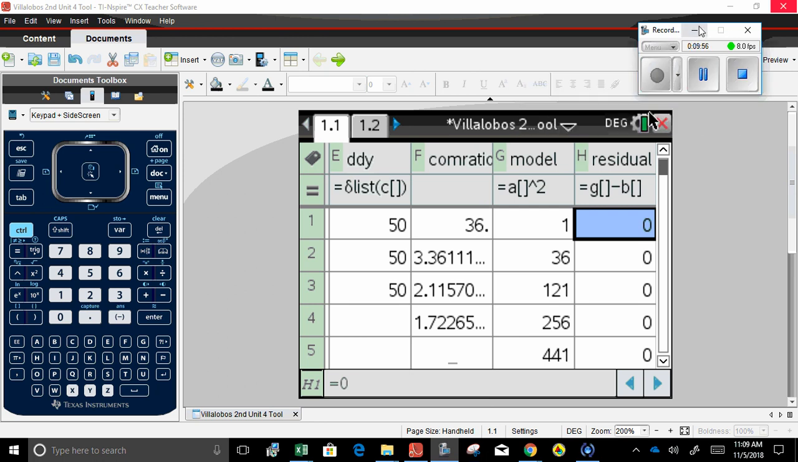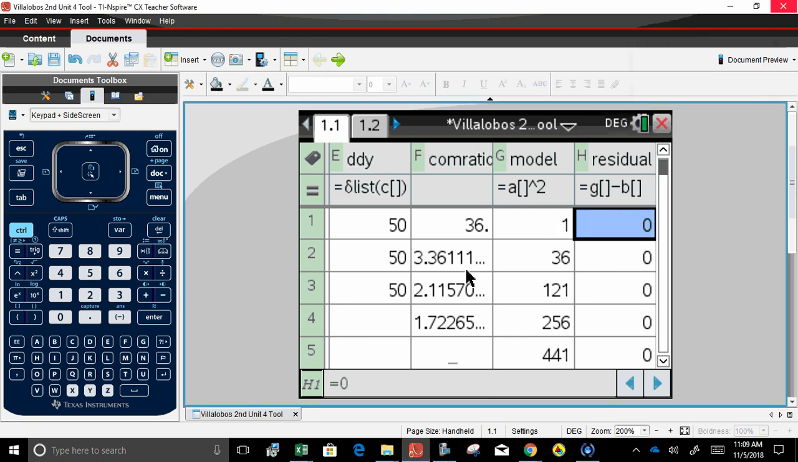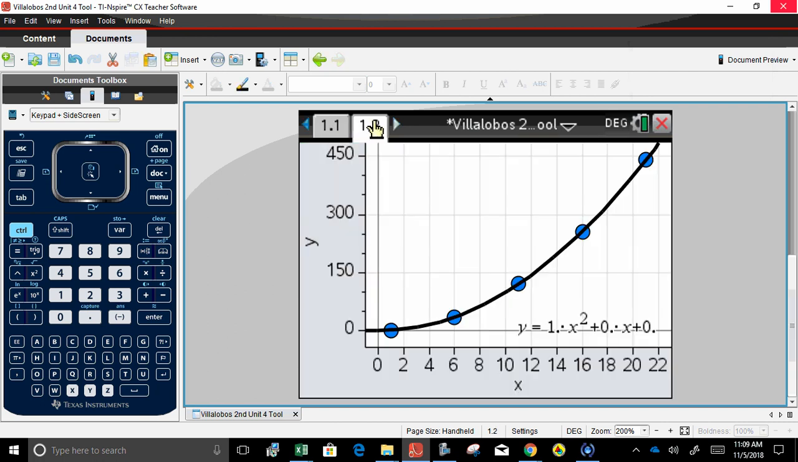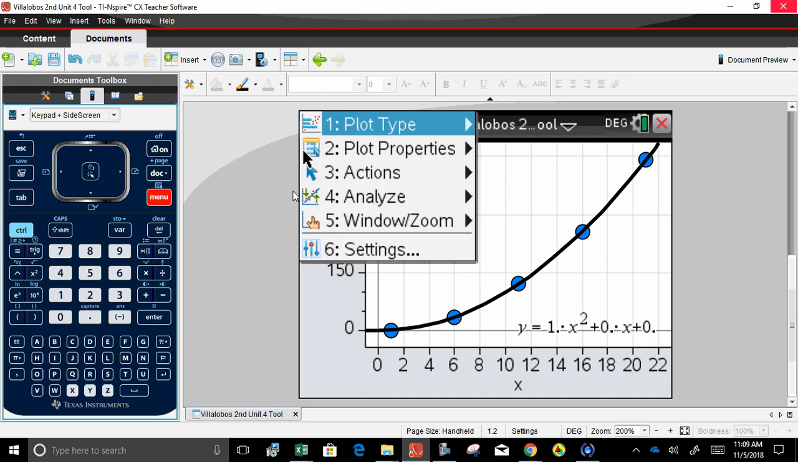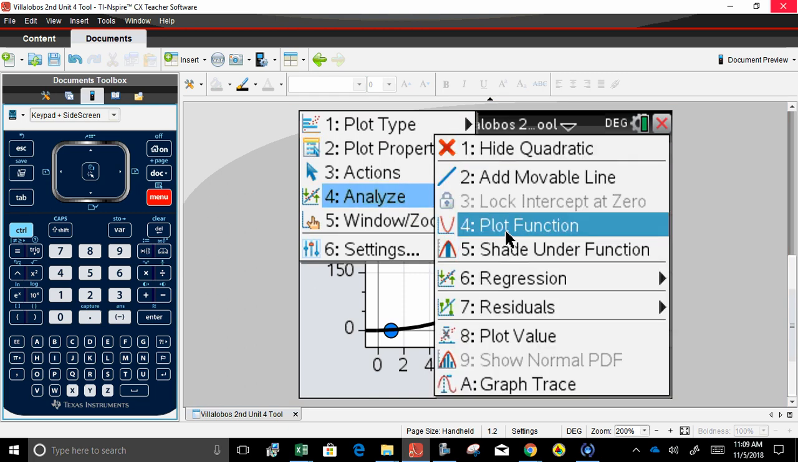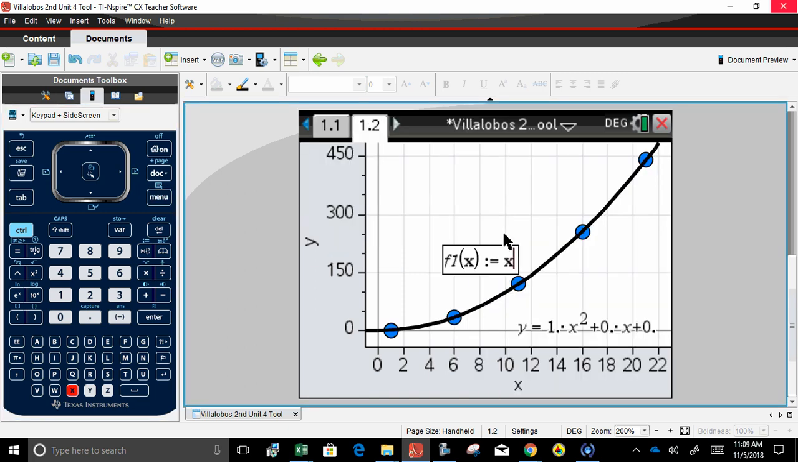Here we go. So what we need to do now is look at this plot. See that it matches really nicely. And I could do menu, and I could also do analyze and plot the function. And had I just said x squared, notice that I put x instead of a because this is a function of x. And there it is. It fits perfectly. That's the other thing I can do.